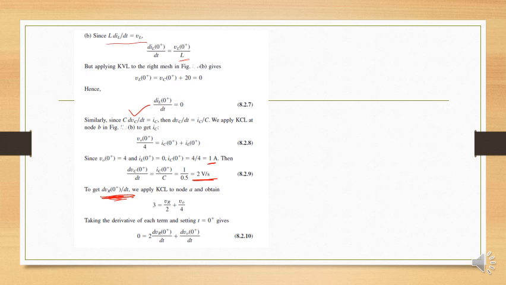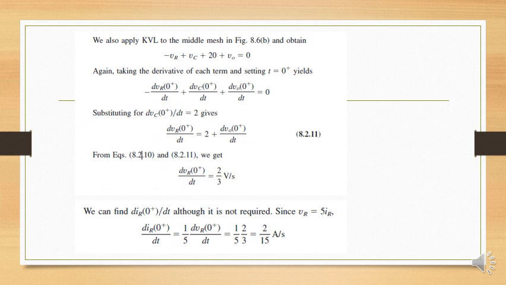Again, we apply Kirchhoff's current law at node number A, the node we have defined in our previous slide. 3 is equal to VR over 2 plus V naught over 4. Now again taking derivatives, this one would be 0 is equal to 2 dVR over dt plus dV naught over dt. We can also apply KVL on the central mesh as we have done previously, again taking their derivatives, and finally what we got is dVR over dt is equal to 2 by 3 volts per second.